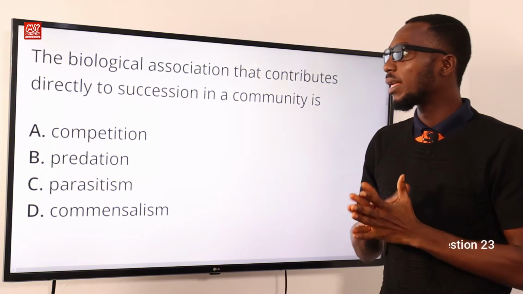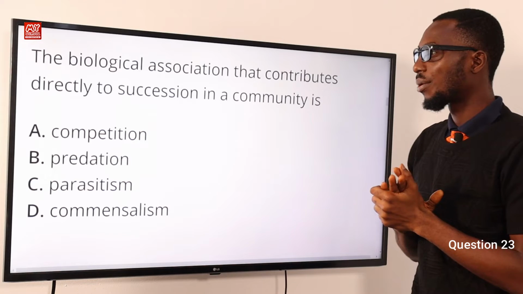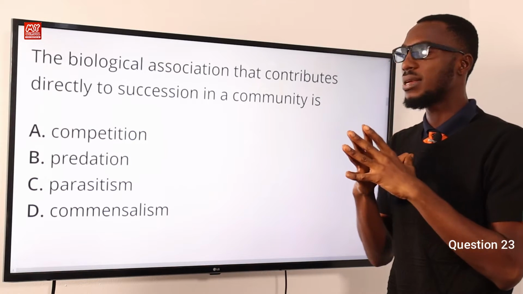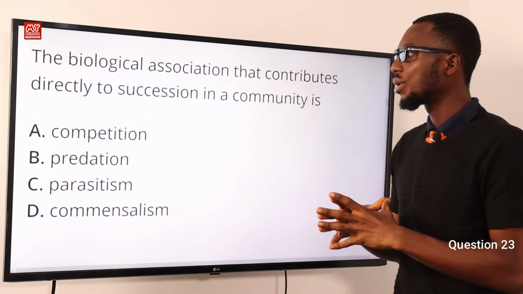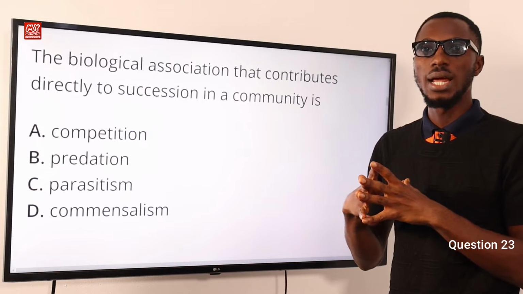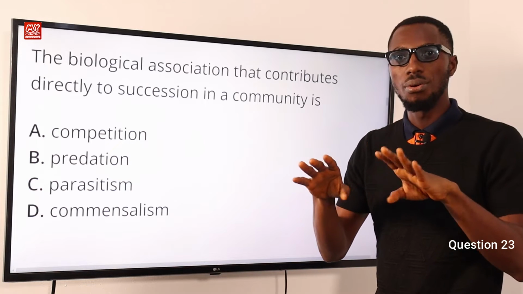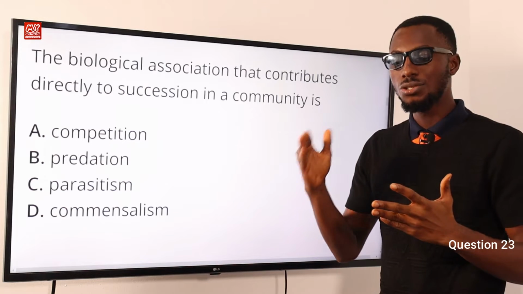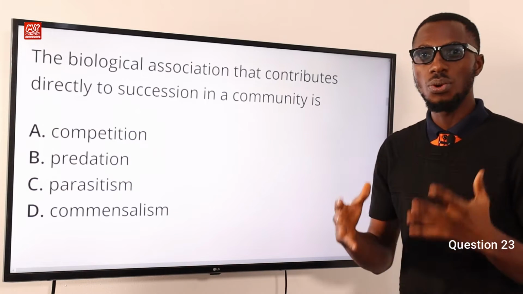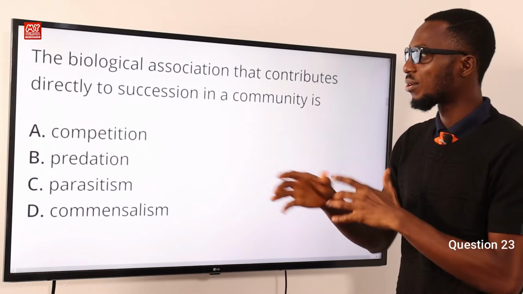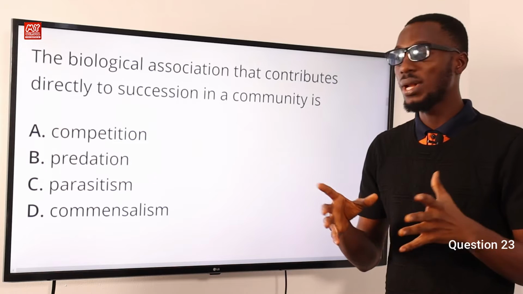Question 23. The biological association that contributes directly to succession in a community is what? Competition shows you that there is a struggle for food, a struggle for space, a struggle for mating rights and what have you. So this has a direct influence on succession in a particular community.